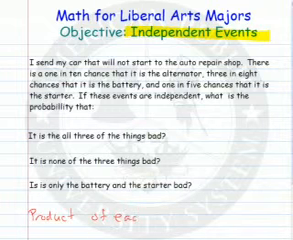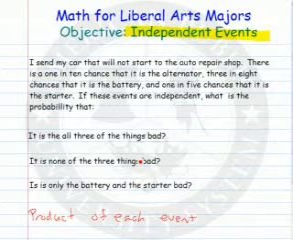So, let's look at our first problem. It is that all three of my things are bad. Now, what are my three things? I go into the auto repair shop and my car won't start. 1 in 10 chance it's the alternator. 3 in 8 chances it's the battery. 1 in 5 it's the starter.